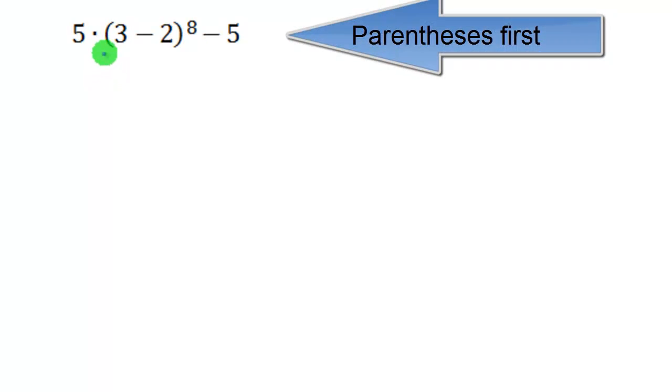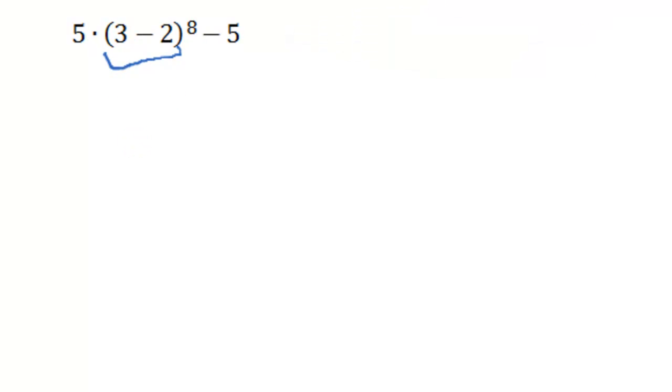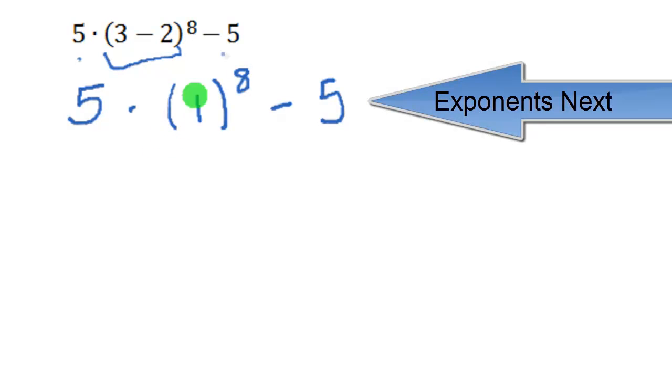Now look at this problem. If you said parentheses go first, you're right. So 3 minus 2, that's 1. We're going to do that first. So we're going to rewrite 5 times 1 to the 8th minus 5, because we simplify the parentheses first.